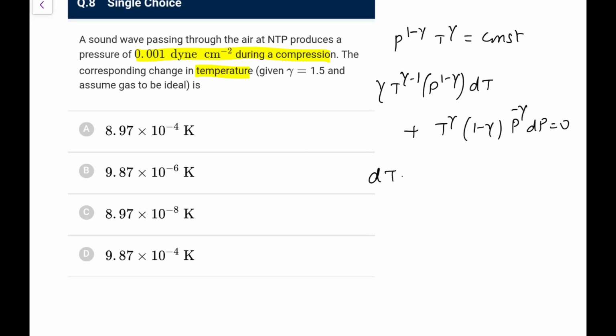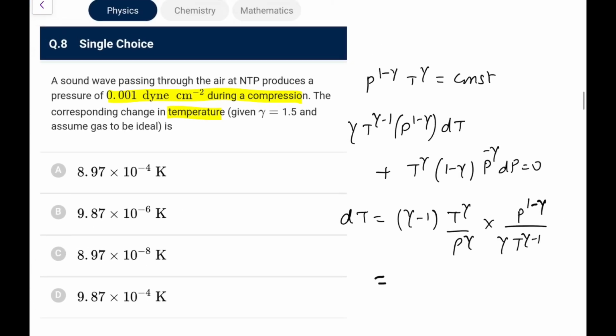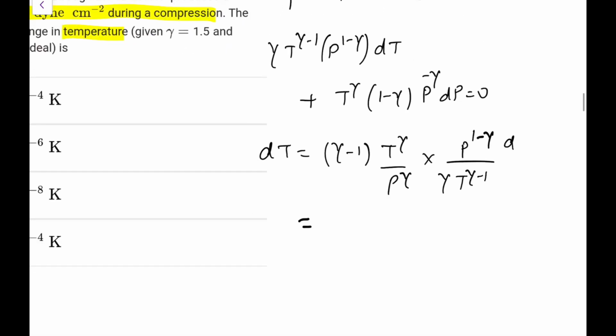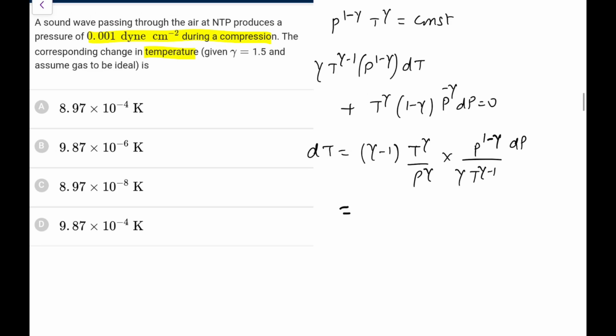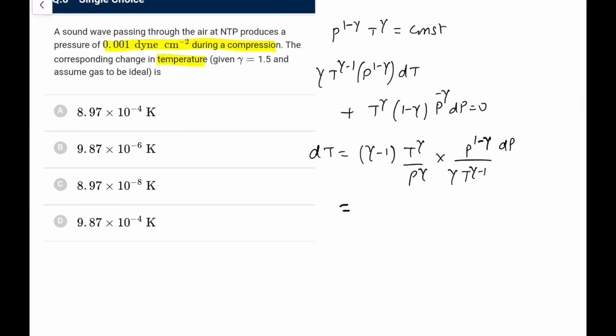So dT can be written as (γ−1) T^γ upon P^γ, and from here we will have 1 upon γ, T^(γ−1) P^(1−γ), into dP. So this is dP, the pressure change, where γ is 1.5, minus 1, that is 0.5.